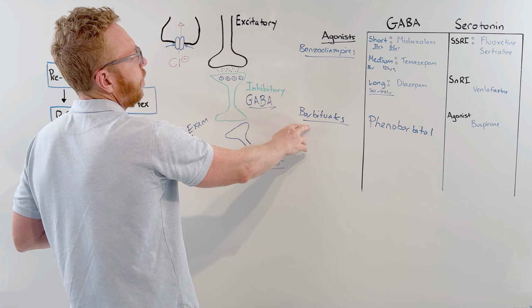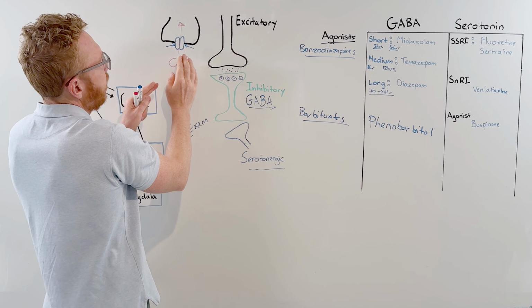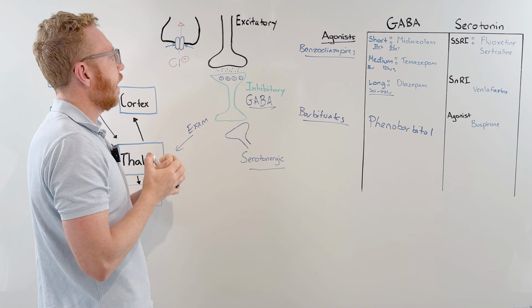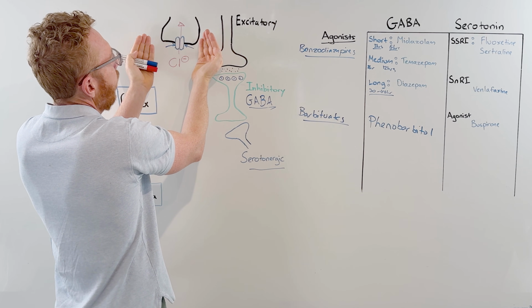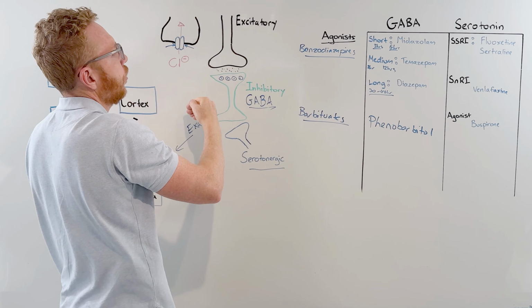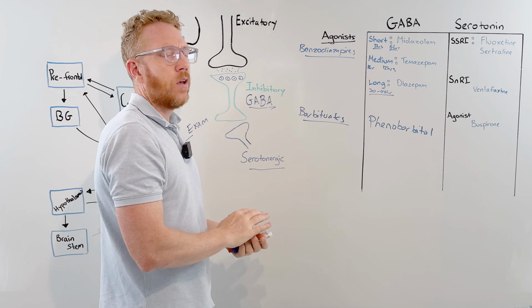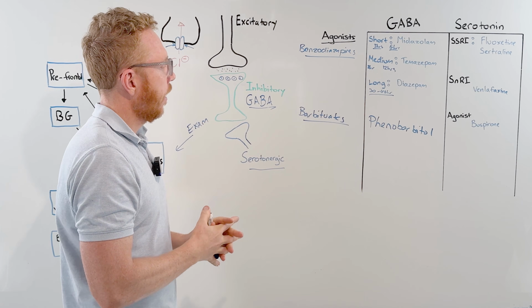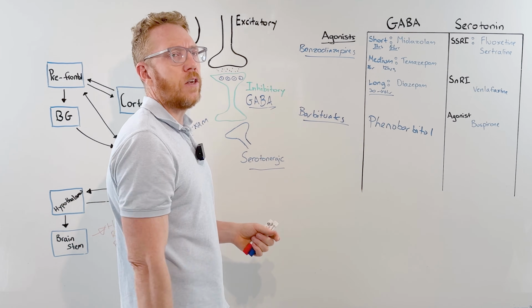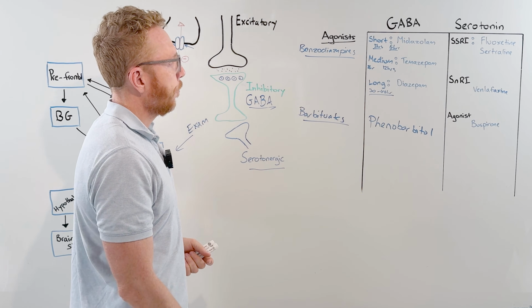How they work slightly differently to benzodiazepines is that they work at the same point as where GABA binds. So they're more likely to keep the chloride channel open for longer. Therefore, we get more inhibition, and that's where you have the risk of overdose, which can lead to complications like respiratory depression and death. So that's why they're not commonly used anymore as an anxiolytic.